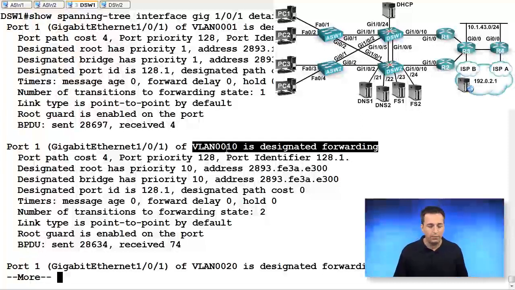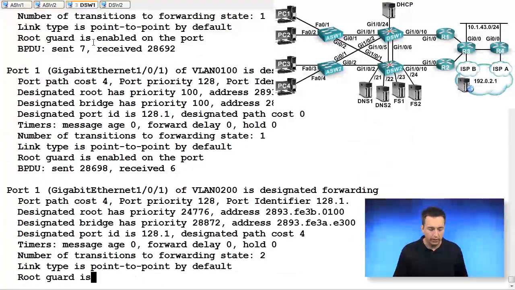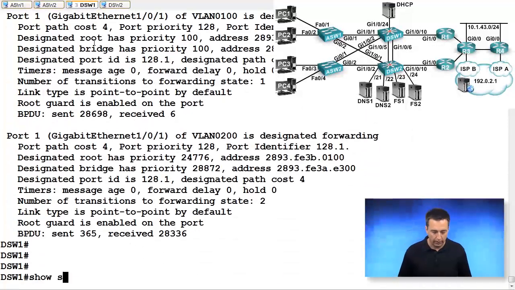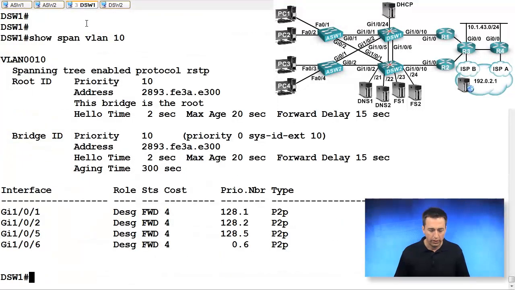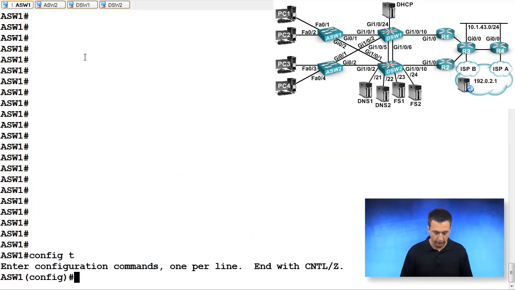But let's see what happens now when ASW1 has a better priority. So what is the priority right now? The priority right now is 0 with the extended system ID of 10 for a grand total of 10 for the current root bridge. So ASW1, we'd have to give a priority of 0. All right, so configure terminal.